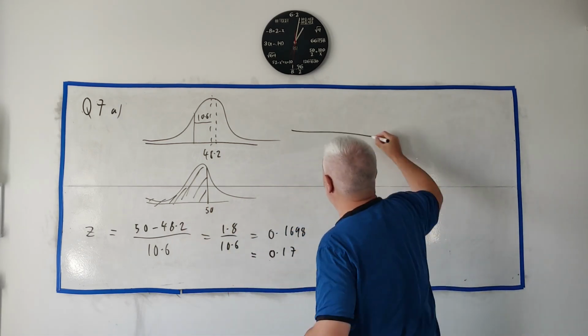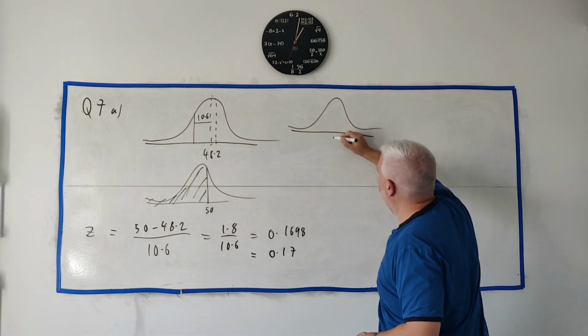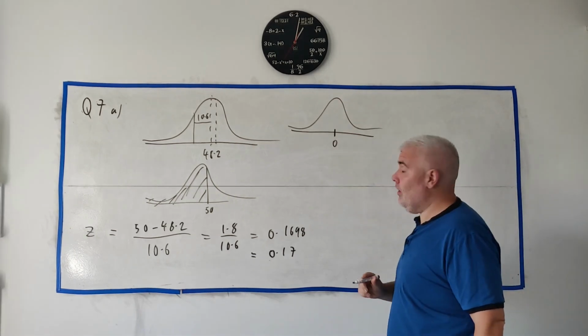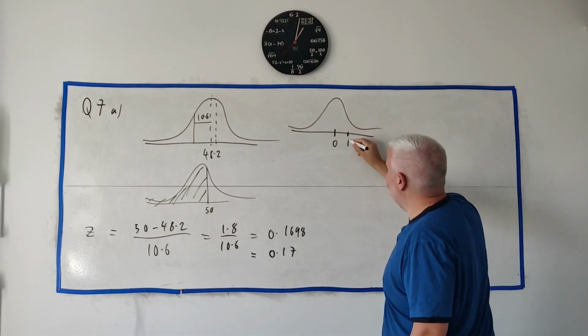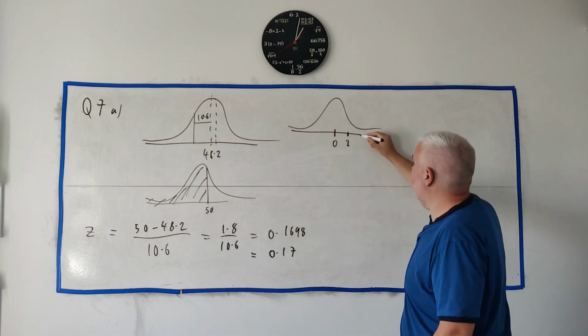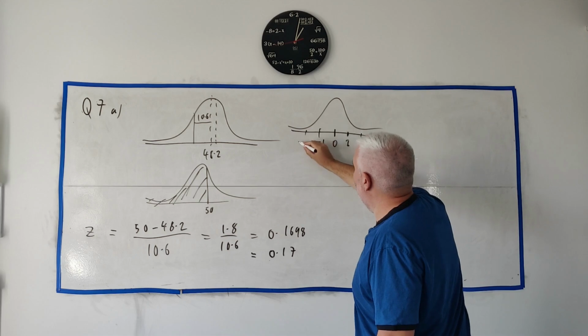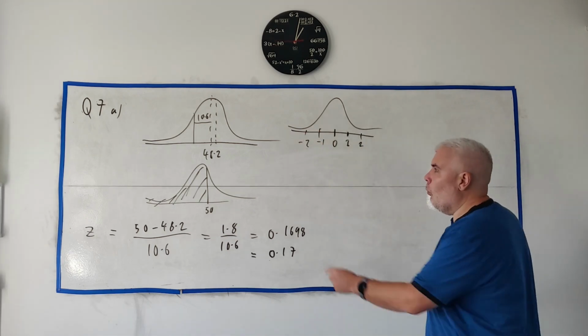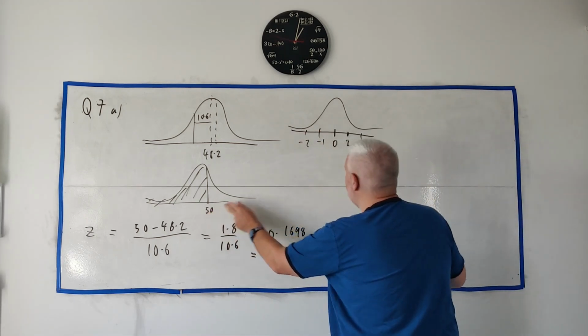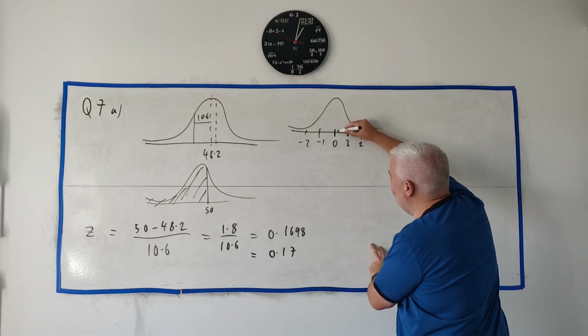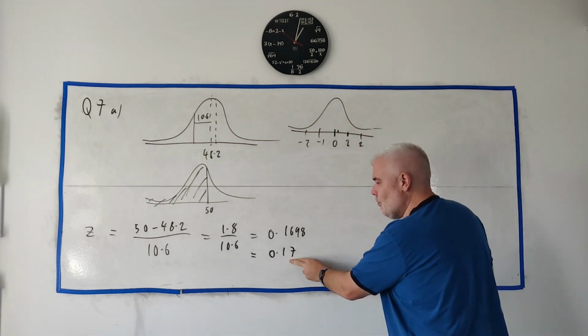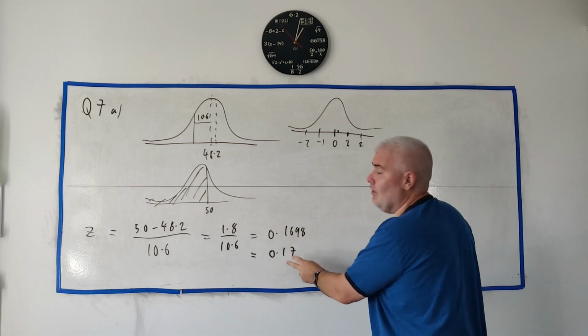There is, let me draw the tables again. There's a Z score of 0 here. 1, that's 1 standard deviation away. 2, 3, even minus 1, minus 2, and so on. Where we were interested in 50. 50 was just a little off to the side here. That's where I got 0.17.